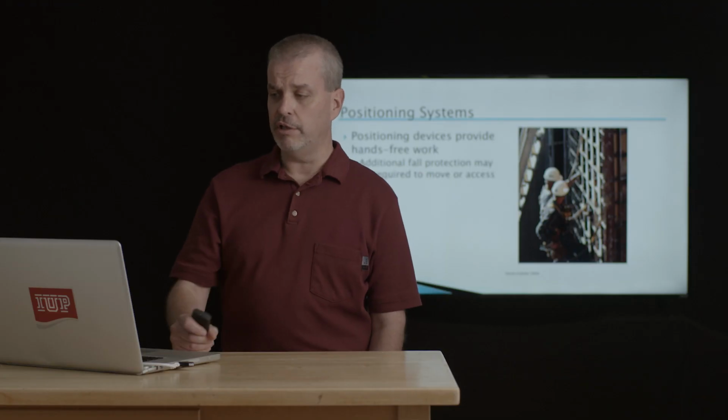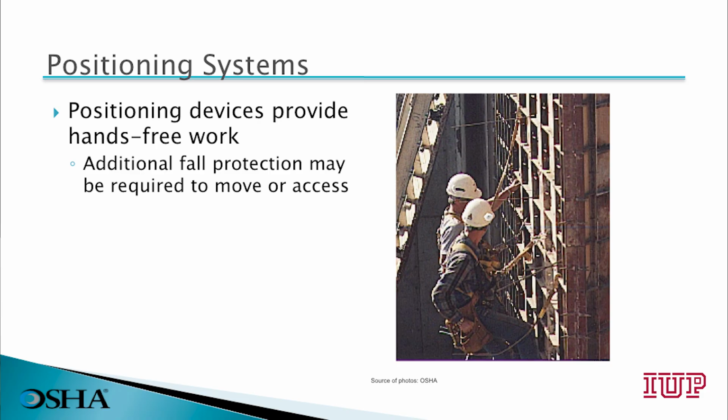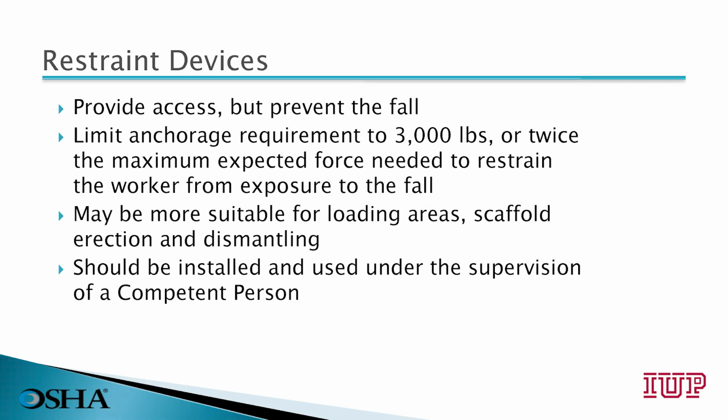So what is a positioning device, and how is that different? Positioning devices provide hands-free work, but we may need to provide additional fall protection means if we are exposed to a leading edge or another fall hazard. The benefit of a restraint device is it provides access but prevents the fall. A qualified person should design the anchorage to 3,000 pounds or twice the maximum expected force needed to restrain the worker from exposure to the fall. Restraint devices may be more suitable for loading areas or other leading edge work and should always be installed and used under the supervision of a competent person.